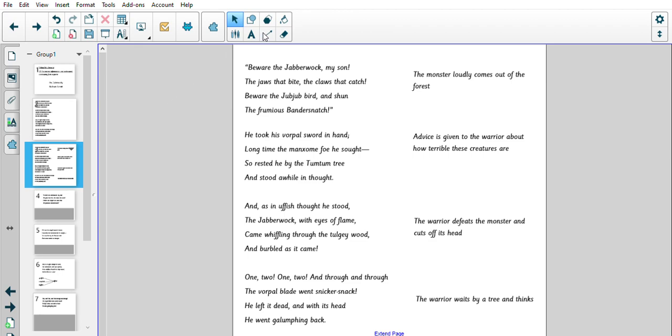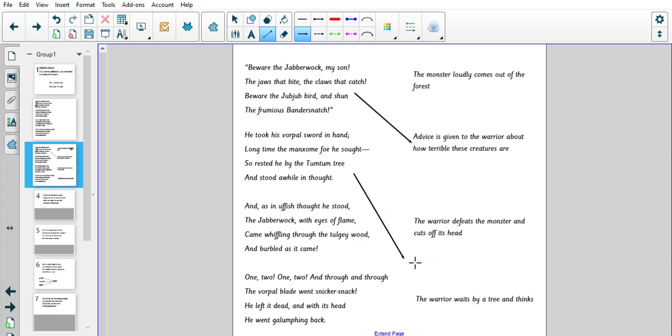Okay, so let's have a look at the first verse. So the first verse is all about these weird creatures. So let's have a look. Oh yes. Advice is given to the warrior about how terrible these creatures are. I think that's probably going to be the right one. The next one. So he's holding his sword and he's resting by the tum-tum tree and thinking. So which one will that be? The warrior waits by a tree and thinks.